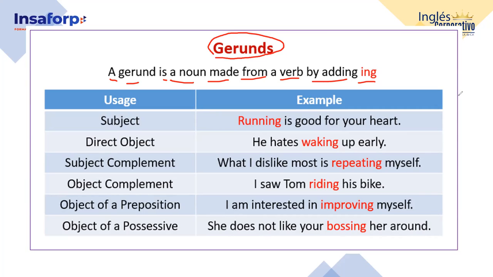in the book. But if you can see here, ese gerund puede pasar como subject, direct object, subject complement, object of preposition, and object of a possessive. Si lo leemos así, pues it sounds really complicated. But if we really appreciate what we have as an example, it's better. Just check the order. Running is good for your heart.